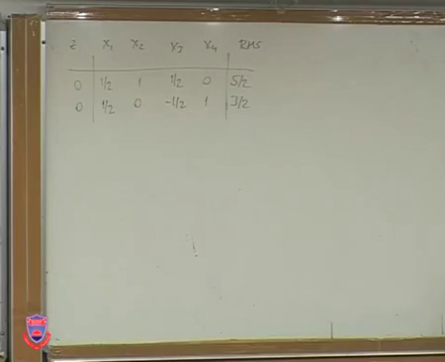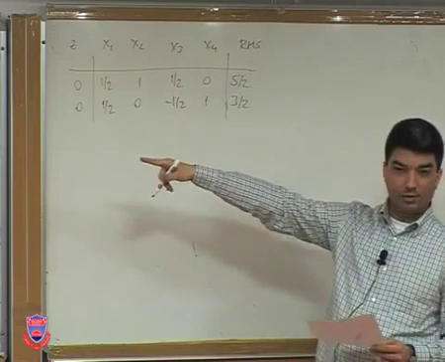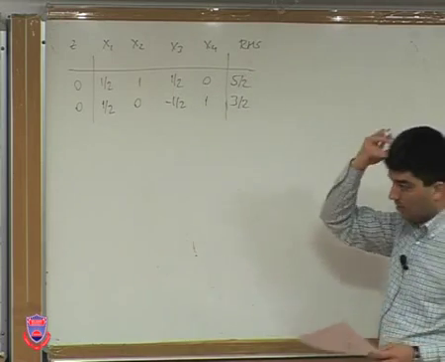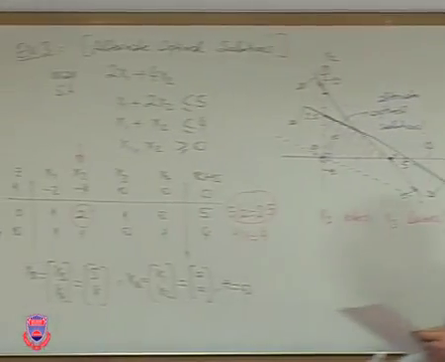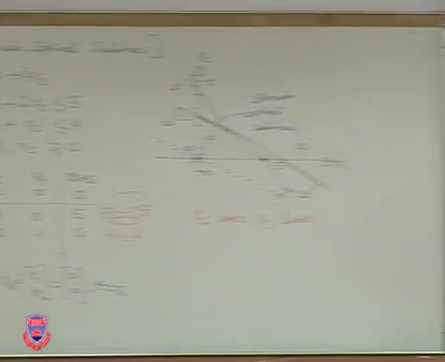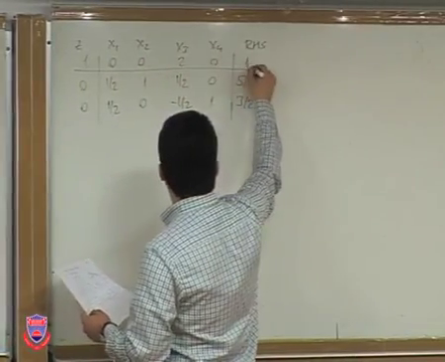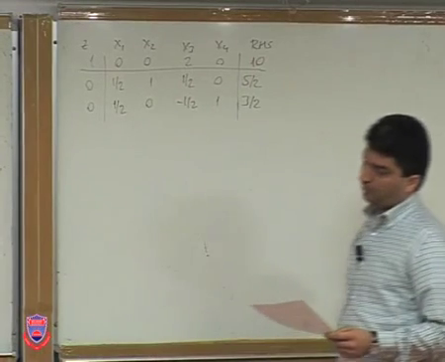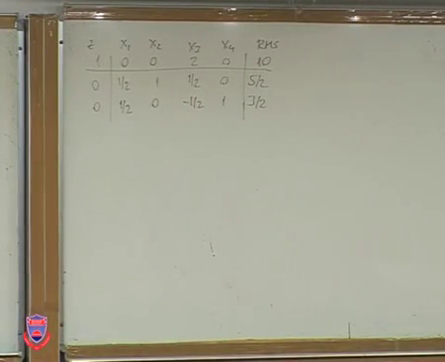I also need to take care of row 0. So I'm going to take the new row 1, multiply it by 4, and add it to row 0, right? Now I want to make this entry equal to 0. If you do that, you end up with 1, 0, 0, 2, 0, and the right-hand side value is equal to 10.